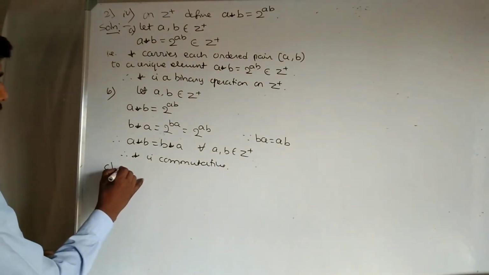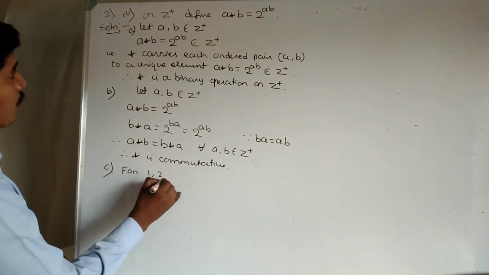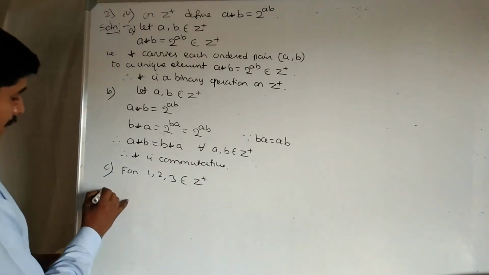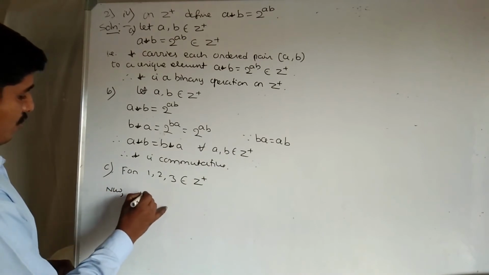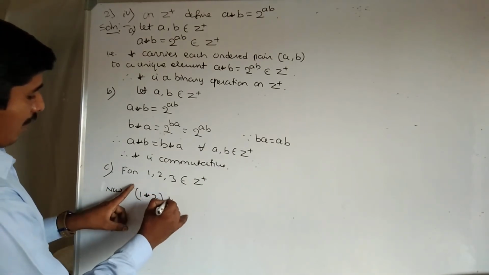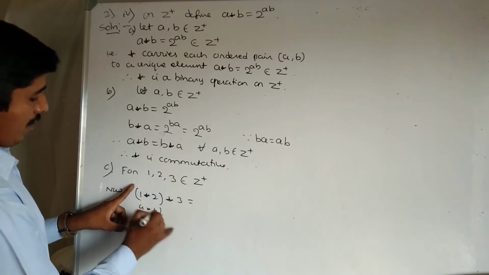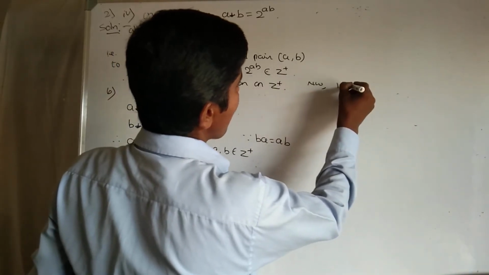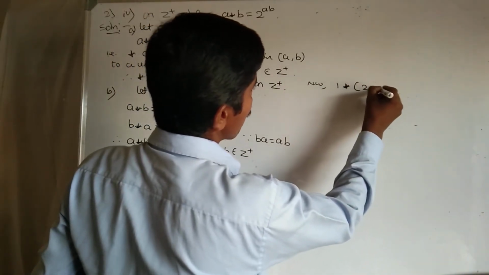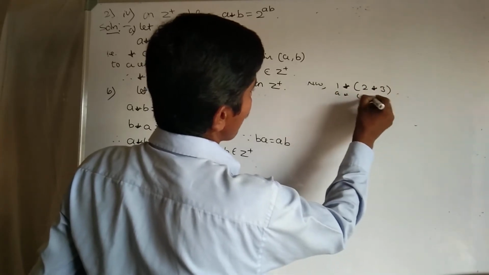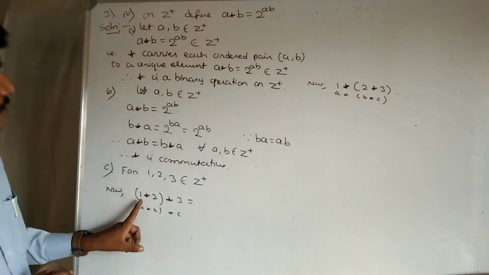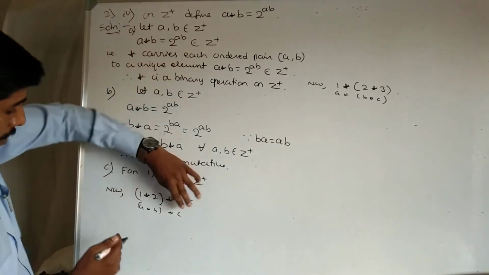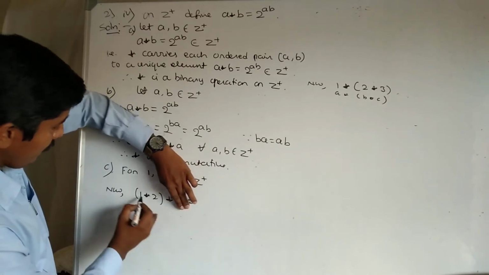So therefore I am taking 3 positive integers, any 3 different positive integers: 1, 2, 3. LHS: (1 star 2) star 3, clearly of the form (A star B) star C. RHS: A star (B star C), here 1 star (2 star 3). The binary operation is defined as A star B equal to 2 power the product of A and B. Be careful, within the bracket I am defining A star B.